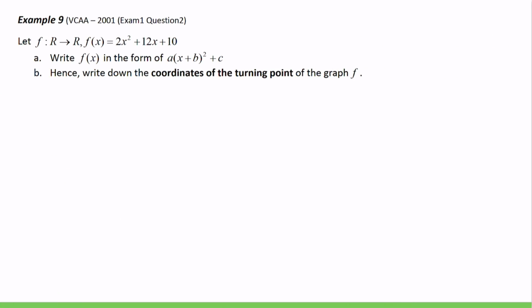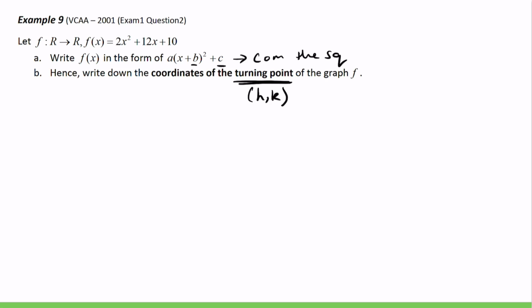Example 9 is an exam question. It tells us, let f be this function with these rules. So it's 2x squared plus 12x plus 10. Firstly, what it wants us to do is write f of x in the form of this. This is turning point form, which we can get from completing the square. And then part B says, hence write down the coordinates of the turning point of the graph of f. So the turning point is h and k, and we can get that from our completing the square. So it's the same in this case as b and c.